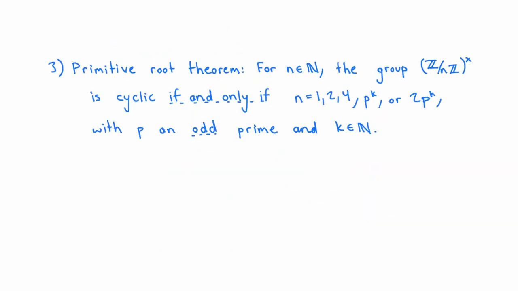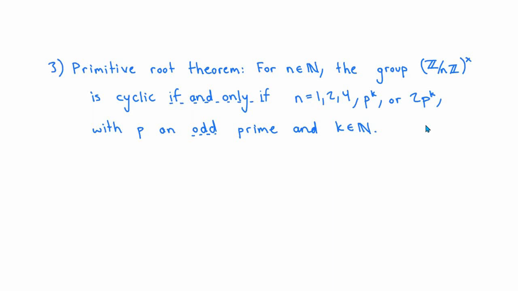The next important result that I want to talk about is called the primitive root theorem. This is a very important theorem which was first proved by Gauss, and it gives us a criterion for determining when the multiplicative group of integers modulo n is actually a cyclic group. What it says is that (Z/nZ)^× is a cyclic group if and only if the integer n is of one of the following forms: 1, 2, 4, p to the k, or 2 times p to the k, where p is an odd prime and k is a natural number.